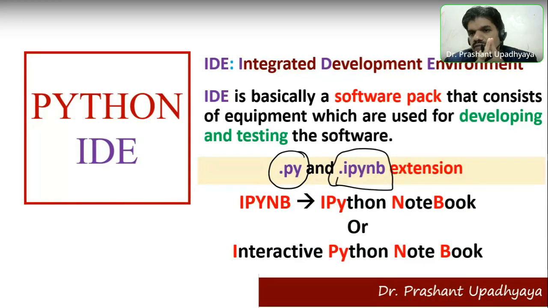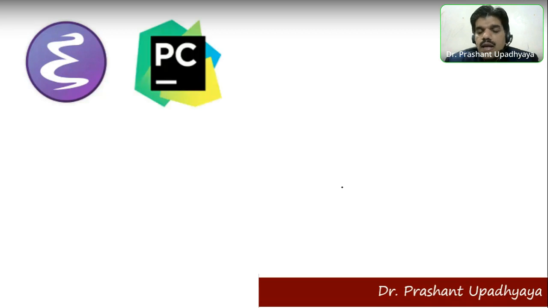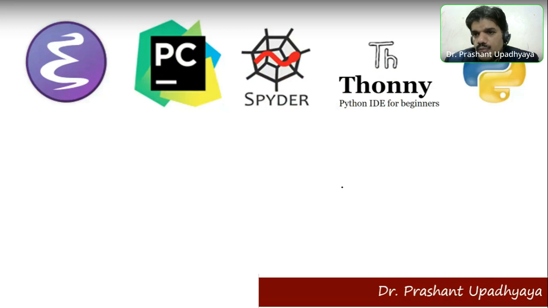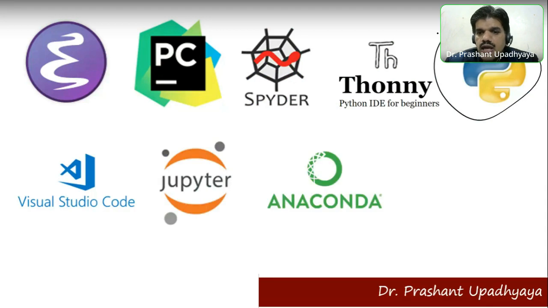So what is the difference that we will see? We have a popular Python IDLE software that has been developed by the Python community. If we try to open the ipynb format on it, it will open, but it will not run. Next, we have different types of Python environments, like Emacs, PyCharm, Spyder, Thonny, the popular Python IDLE which I was talking about, Visual Studio Code, Jupyter Notebook, Anaconda, and Google Colab, and many more.